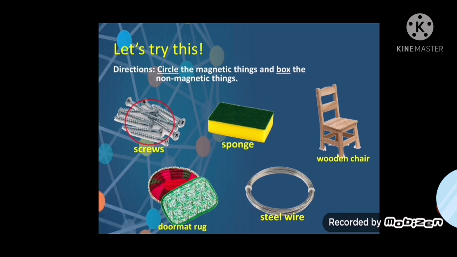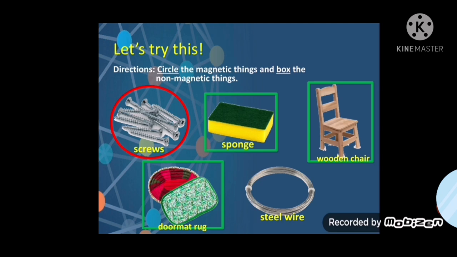Let us check your answer. Screws is a magnetic material. Sponge is non-magnetic material. Wooden chair is non-magnetic material. Next one, doormat rag is non-magnetic material. And the last material is a steel wire, which is magnetic material. Did you get the same answer? Congratulations! You passed this activity.